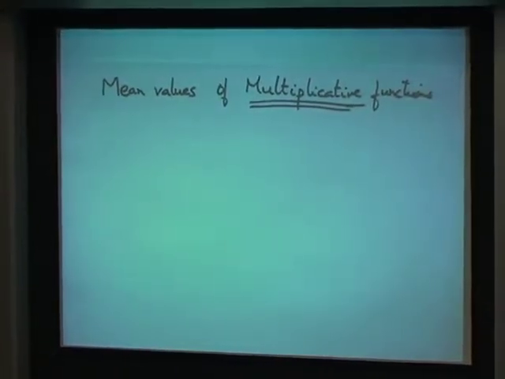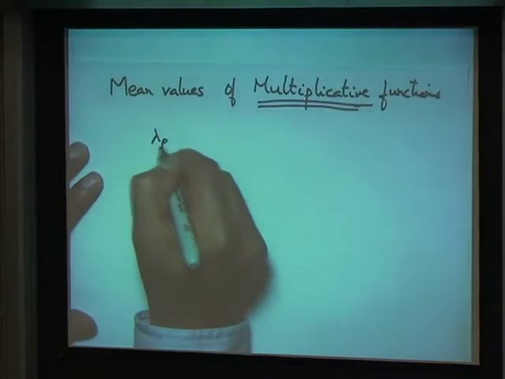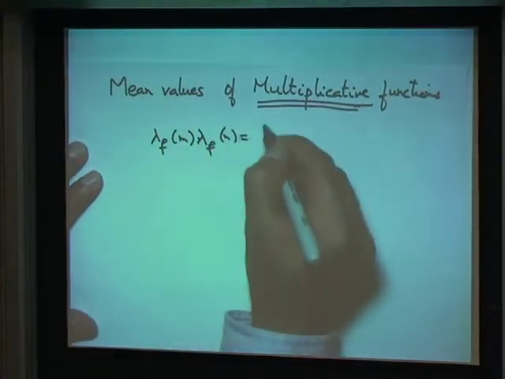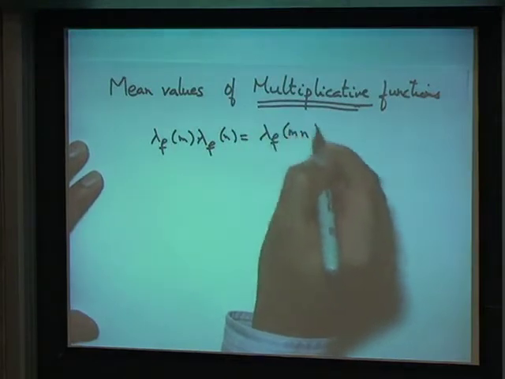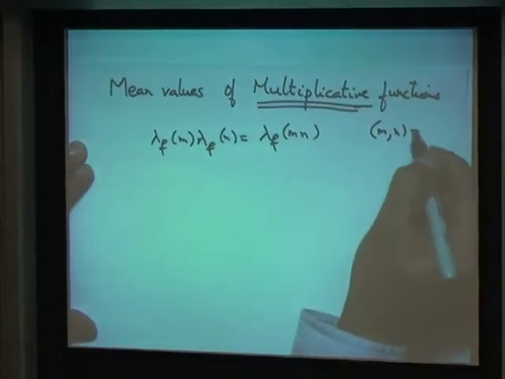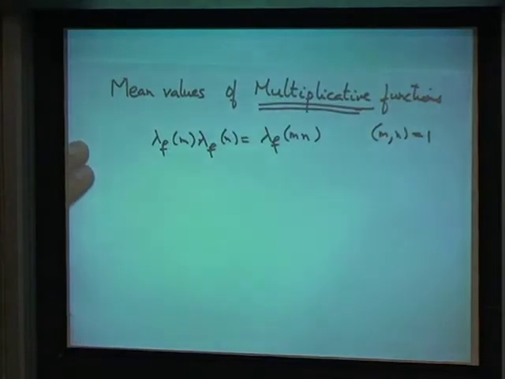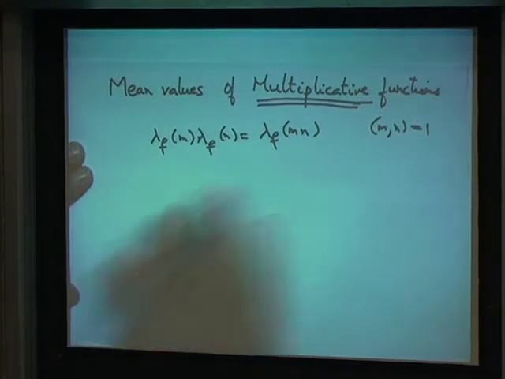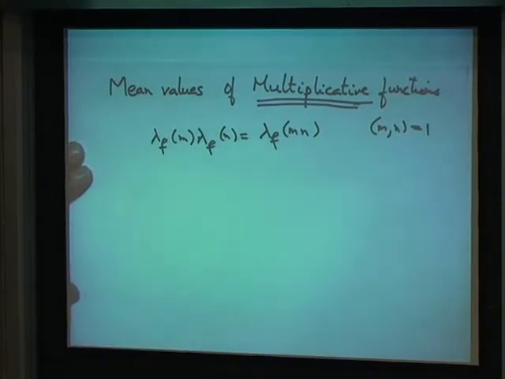So lambda_f(m) lambda_f(n) is lambda_f(mn), at least if m and n are coprime. And of course, if they have some common factor, then we have this slightly more complicated Hecke relation to write down. Actually, the Hecke relations are also useful, but not quite for what I have to say today.